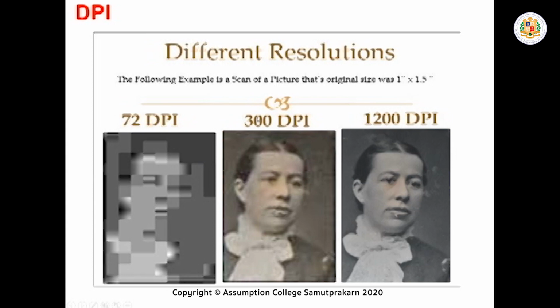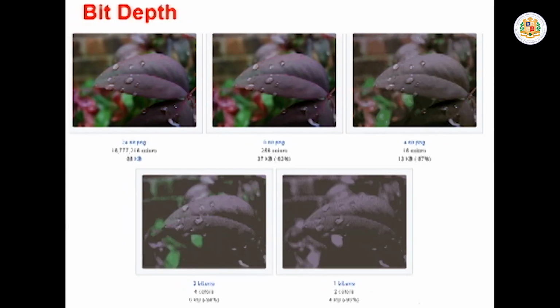Next, we have the picture in the middle. It has 300 dots per inch, okay? And lastly, we have 1,200 dots per inch. So the more dots, the clearer the picture is. The fewer dots, the blurrier the picture is. Next, we have the bit depth, okay? This one is the color that the picture is using.